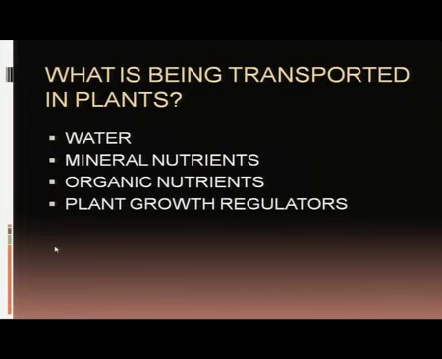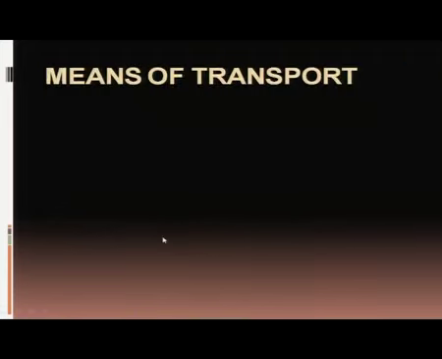And finally, the plant growth regulators or other such chemicals which control or regulate various growth related activities of the plant body. They are produced at one place and then need to be transported to their site of action. So, these and many other similar things are transported in the plant bodies. What are the means of transport? That is, how are they transported?